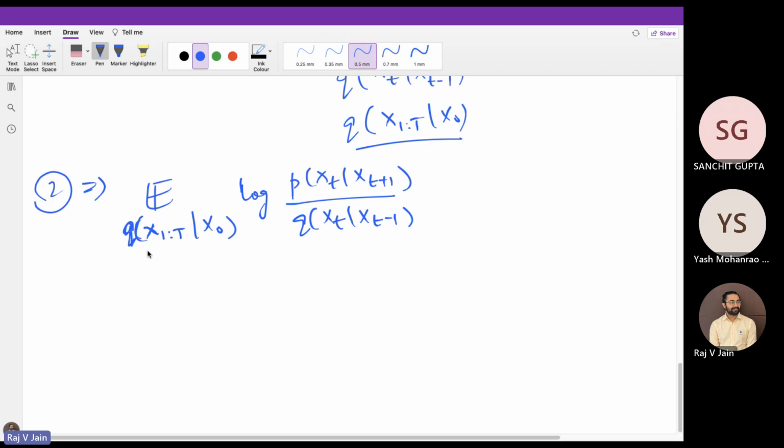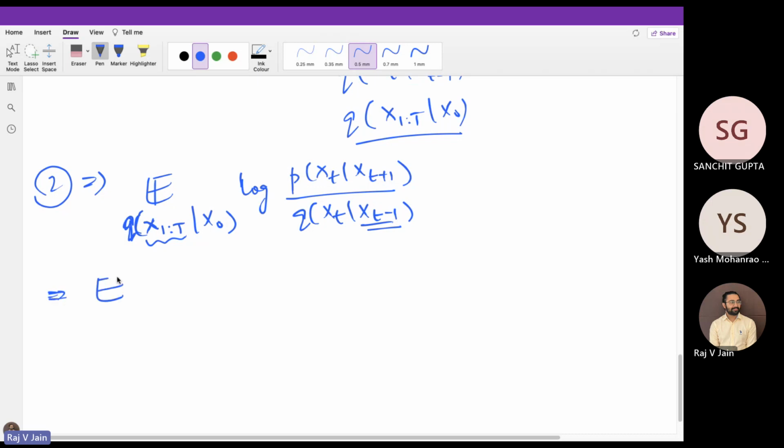Again, the question here is basically, do I need all the variables or not? You only need those xt and xt plus 1, and xt minus 1 also, right? So a similar sort of thought process can be done here.